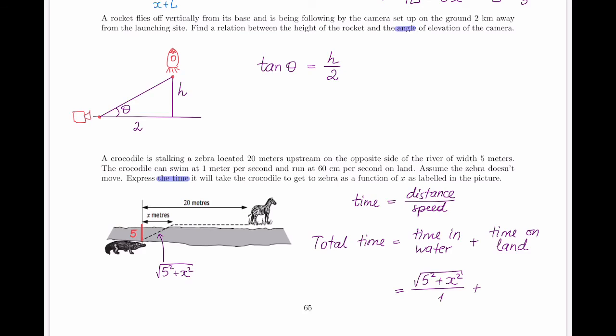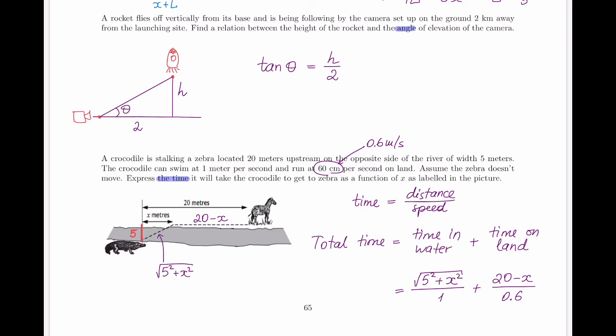Plus the time on land, which is this distance right here. So this is also not yet quite given to us. We have to figure it out. Notice that the whole distance is 20 and this distance is x, which means that the remaining distance here is 20 minus x, and that is the distance on land, divided by the speed on land, which is 60 centimeters per second. Now notice that everything else is given to us in meters, which means that we have to turn this measurement into meters as well. So 60 centimeters is 0.6 meters per second, and this is the speed that I'm going to be dividing by. Okay, and that's it.